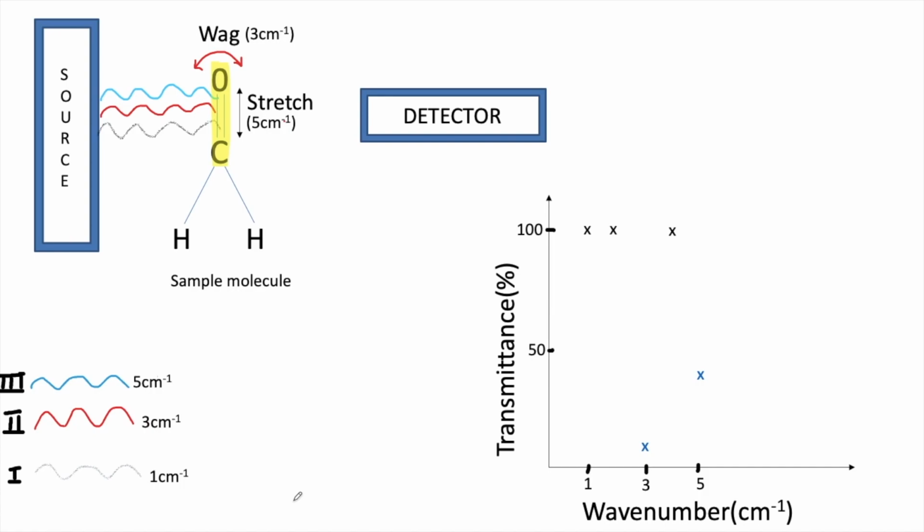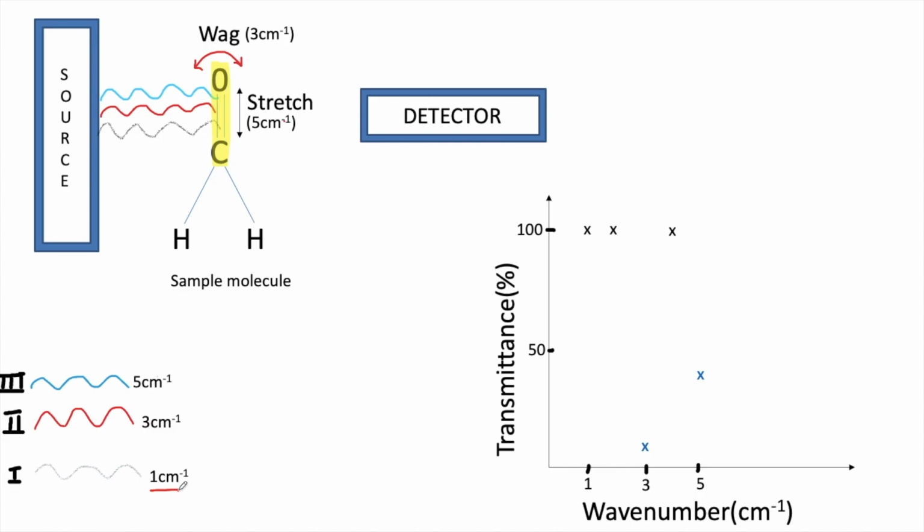This carbonyl group can show two types of vibrations: it can stretch at the wave number 5 per centimeter, and it can show wagging vibrations at wave number 3 per centimeter. So in the first case, when our source emits light radiations corresponding to wave number 1 per centimeter, and these radiations are then made to interact with this carbonyl group, we have to think about what will happen now.